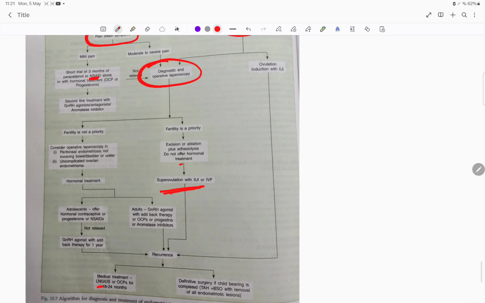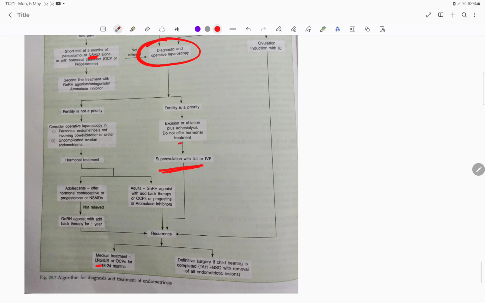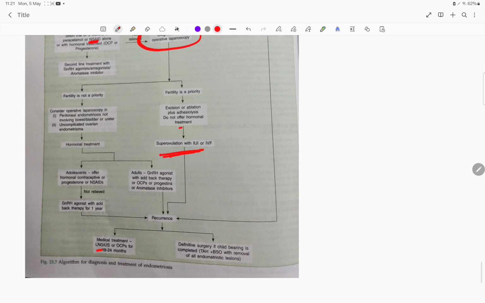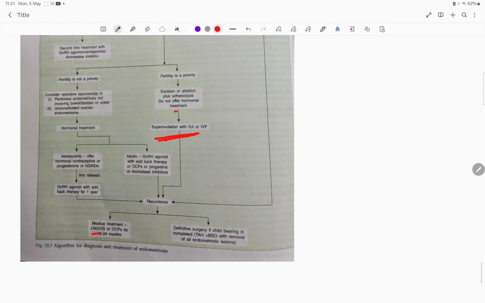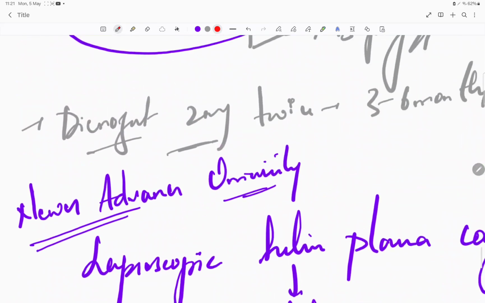Now, if fertility is not to be preserved and there is peritoneal endometriosis involving bladder, bowel, ureter, everything, you have to give hormonal treatment, GnRH, everything, then decrease the size of it and go for the definitive surgery. In the case of adolescents, I told you, what is the drug that we give? Oral contraceptive pills we give.